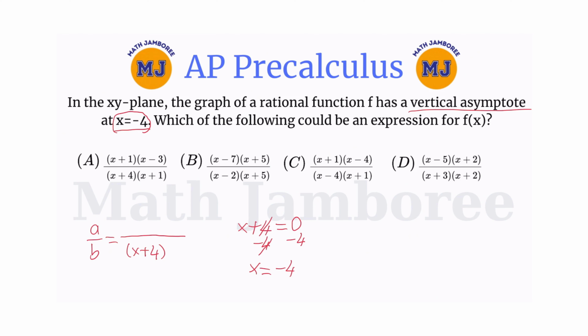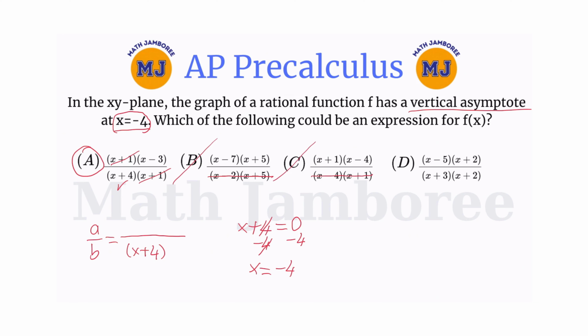In choice A, we have x plus 4. These x plus 1s cancel each other out, and then choice A must be the answer. In choice B, we don't have x plus 4 in the denominator. In choice C, we don't have x plus 4 again, just x minus 4 and x plus 1 in there.